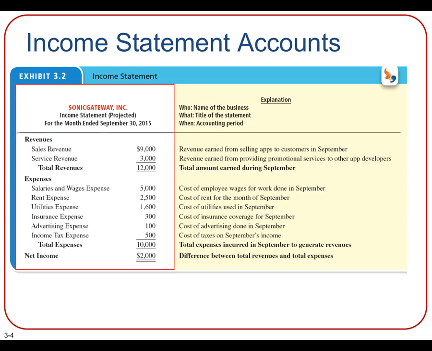So the beginning portion of your income statement is your revenue.